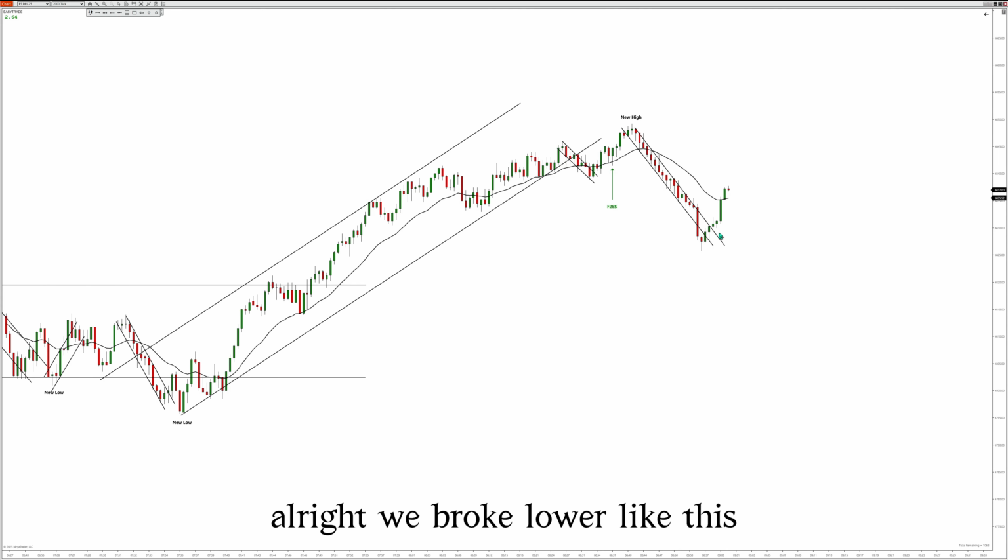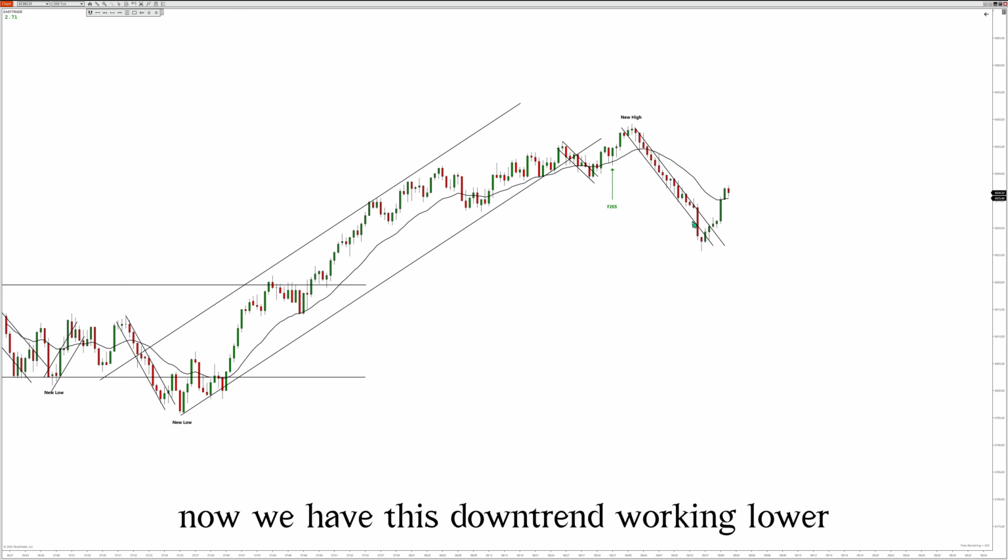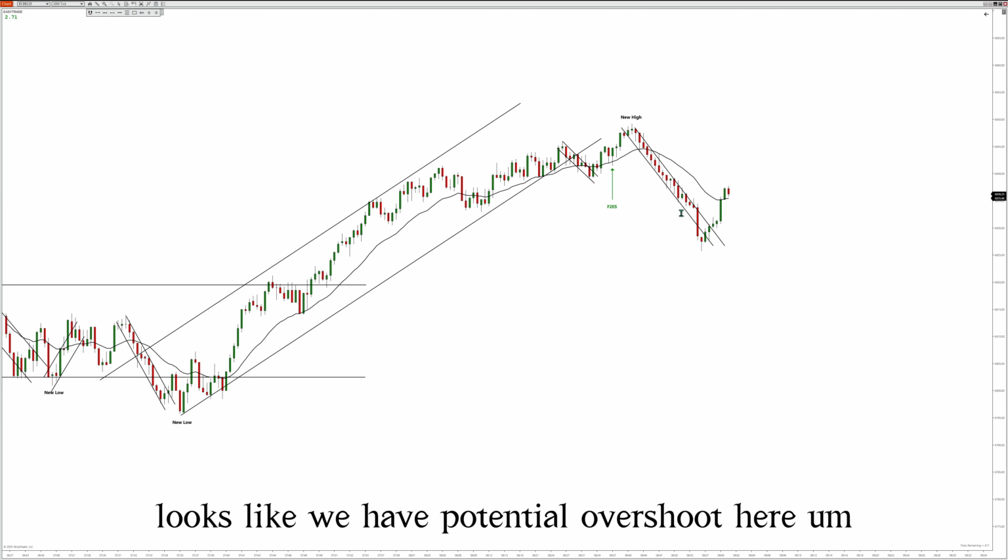All right, we broke lower like this, so I redrew this tighter channel with breaking a new extreme already. Now we have this downtrend working lower. Looks like we had a potential overshoot here.